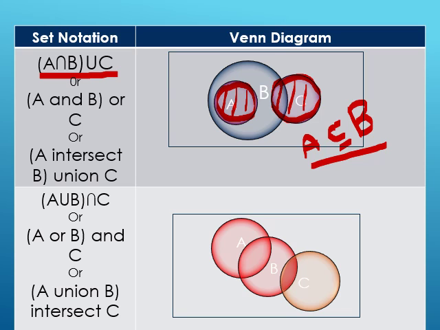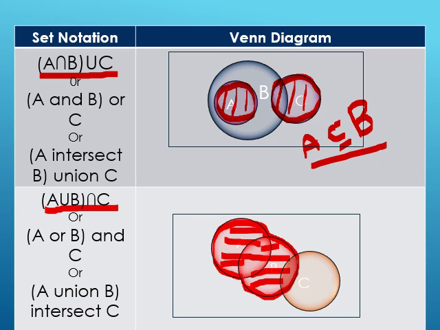The next, A union B bracket intersection C. Again, observe this diagram. These three sets are like this. First, we solve the bracket part. A union B means everything in A and everything in B. So highlight this area. Next, we take the intersection of this bracket part with C, means common part, and you can observe this segment. This segment is overlapped with C, so this is the common part.